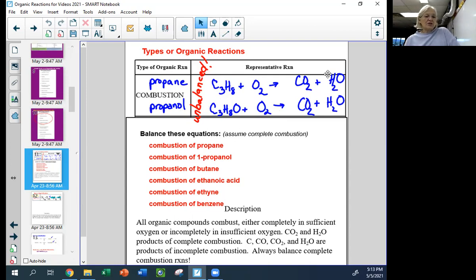I emphasize these are not balanced. You should make sure that you're comfortable being able to balance the complete combustion of these representative organic compounds. You should do that. Check it with a friend. You can Google your answer, but this is a required skill.